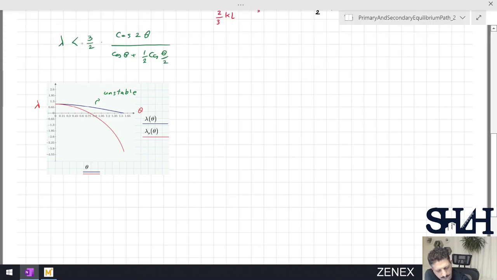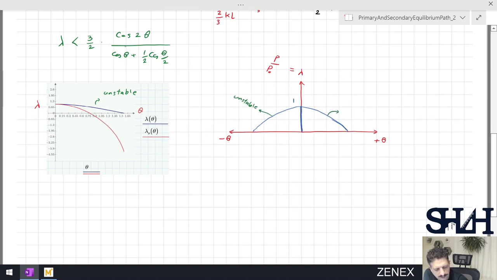I can sketch it with the common illustration. Negative theta, positive theta, and this is lambda representing P divided by P0. So this is the value of 1, and then here, if we want to write the equation, this path is unstable. This path is also unstable. This path above 1 is unstable. And here, this is stable. That's all.